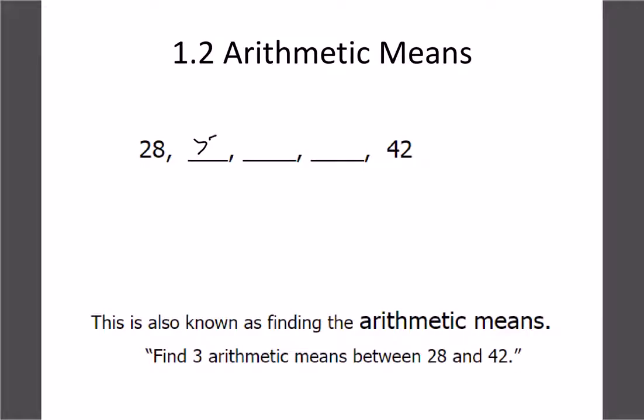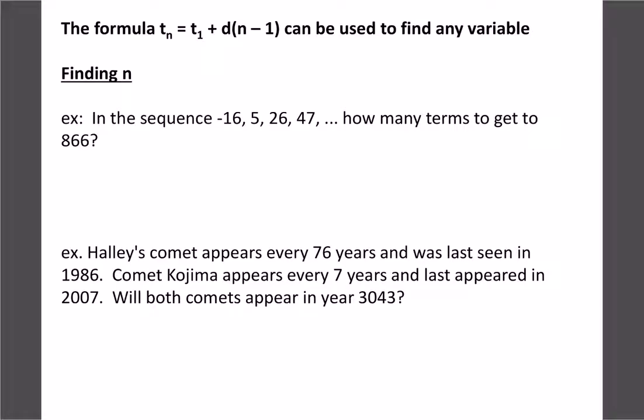So we'd have 32, 36, and 40. That doesn't work either. So in this case, we're probably going to get some sort of decimal. So we'll leave this one for now. We might come back to it, but we'll figure out what this is.